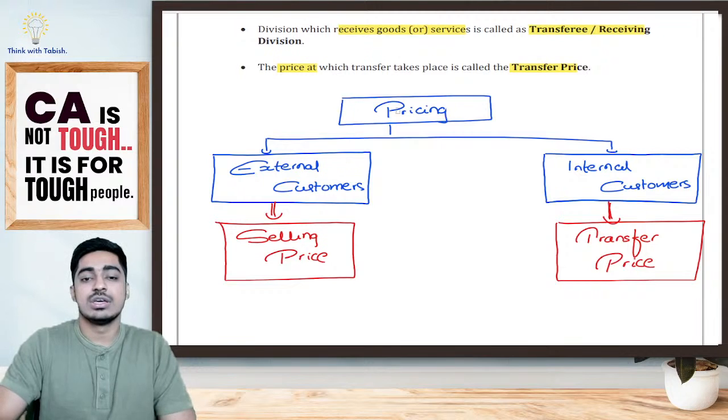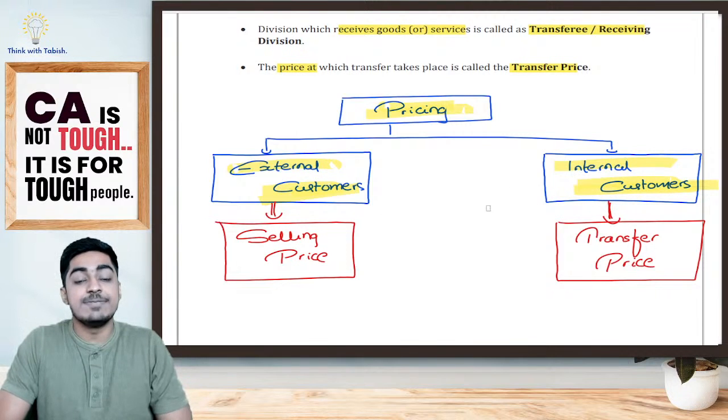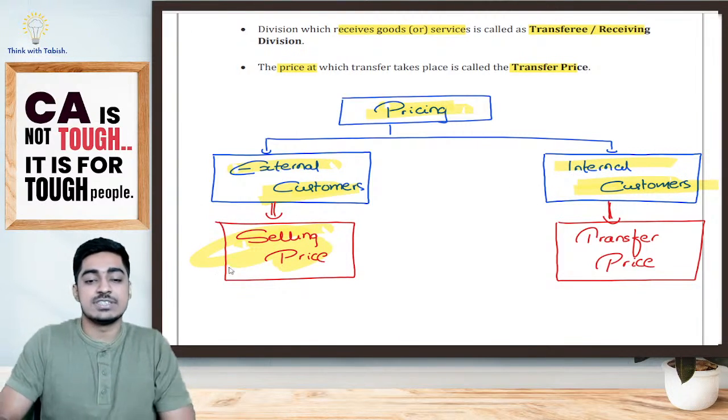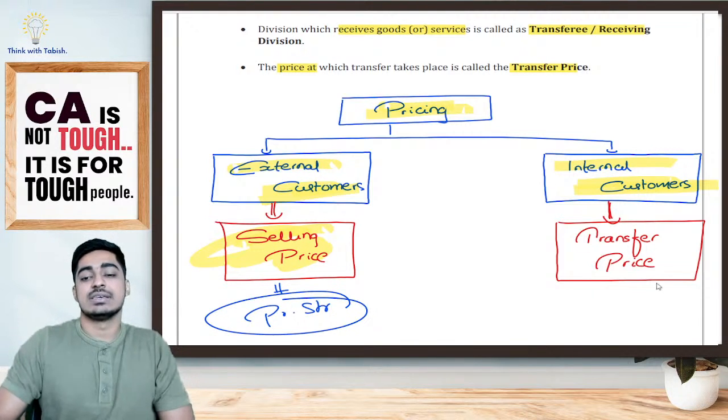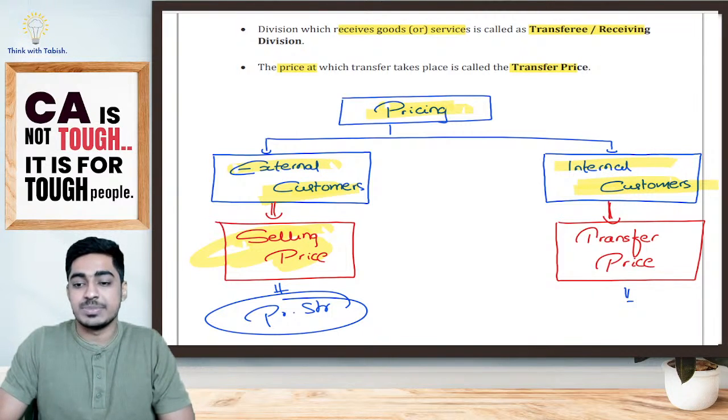Now, pricing could be of two types. Either it could be for external customers or it could be for internal customers. If it is for external customers, it is called selling price. We've discussed this in a separate chapter, pricing strategies. If it is for internal customers, it is called transfer price. We are going to discuss it in this chapter.